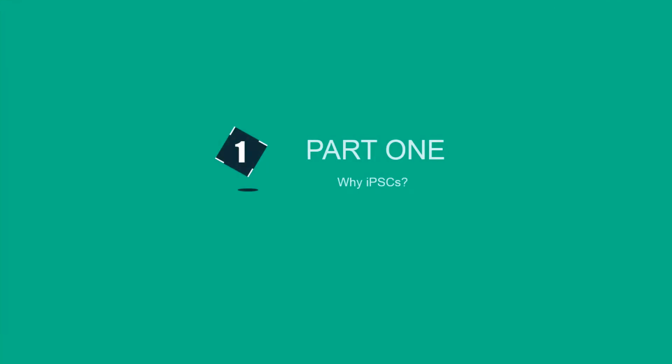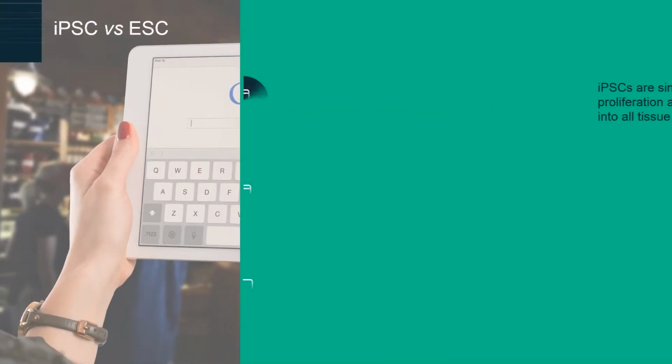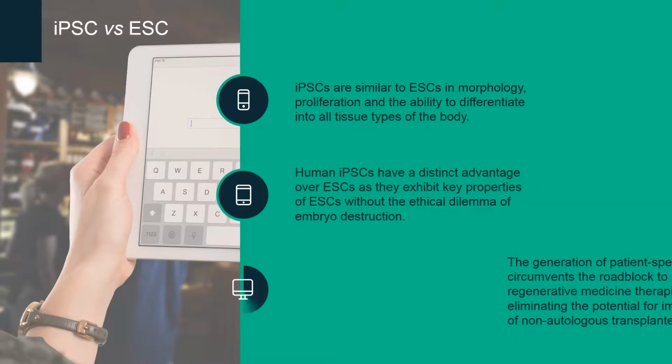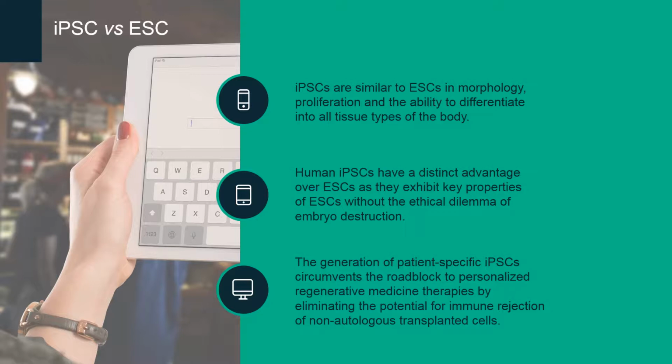Part 1, iPSCs. iPS cells are derived from somatic cells and they are similar to ES cells in morphology, proliferation and the ability to differentiate into all tissue types of the body. Human iPS cells have a distinct advantage over ES cells as they exhibit key properties of ES cells without the ethical dilemma of embryo destruction.